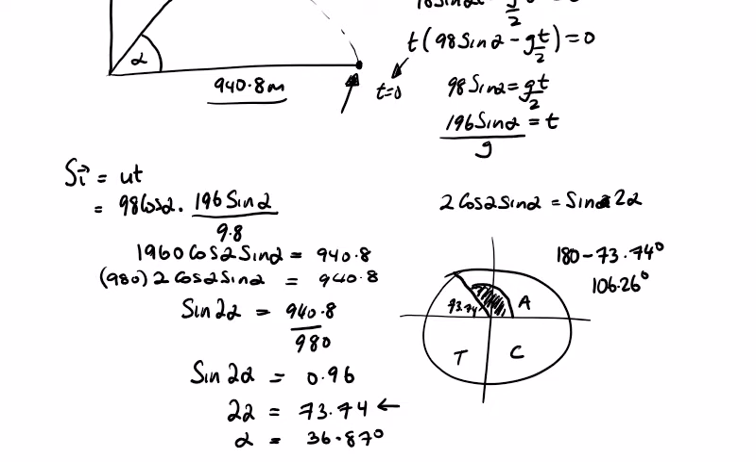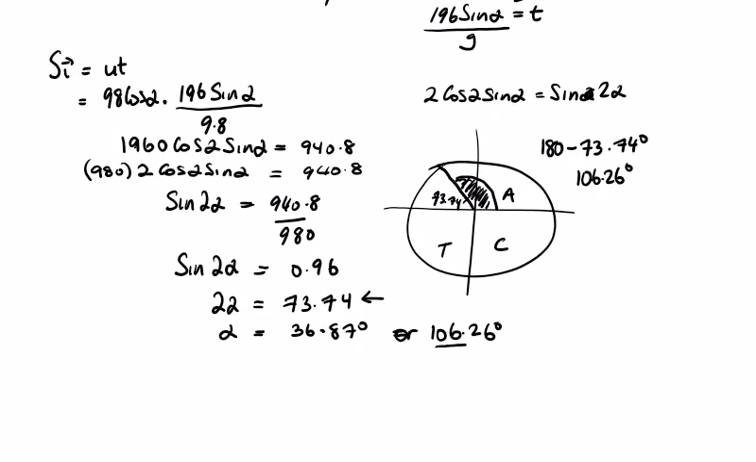So that alpha will be 36.87 or 106.26 degrees. And I haven't divided this one by 2, so that will be 53.13. So the 53.13 and the 36.87.